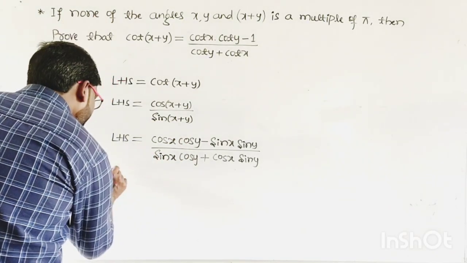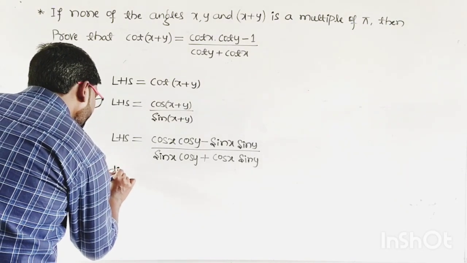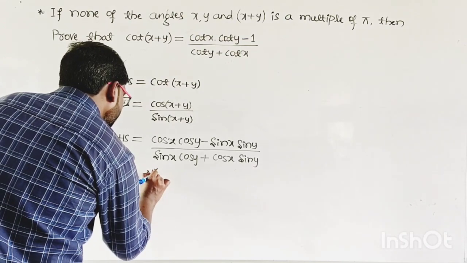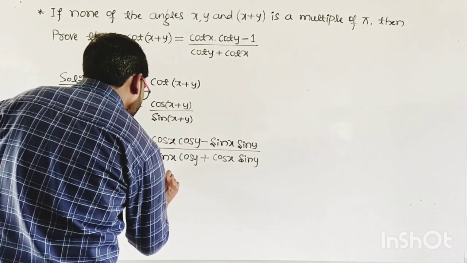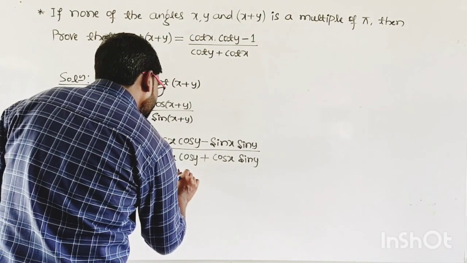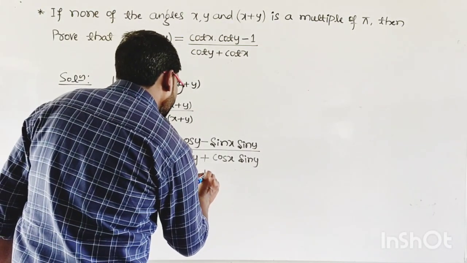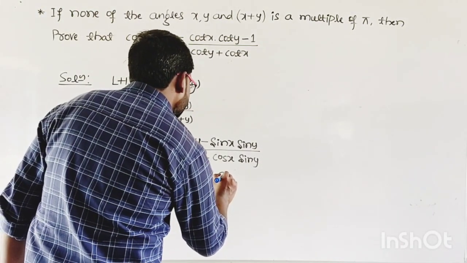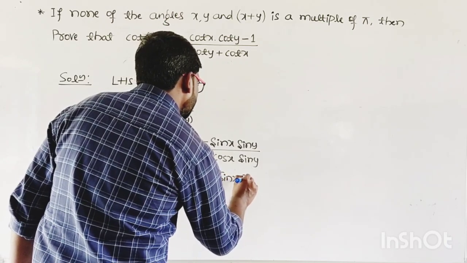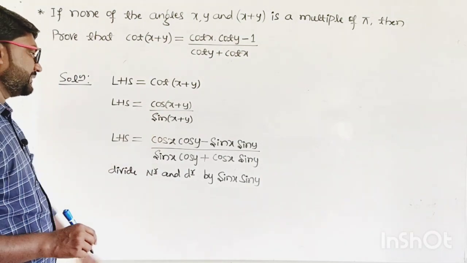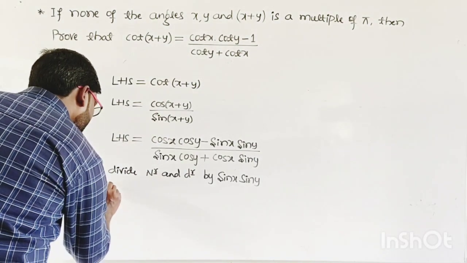So divide the numerator and the denominator by sin x sin y. So let us write the terms now.